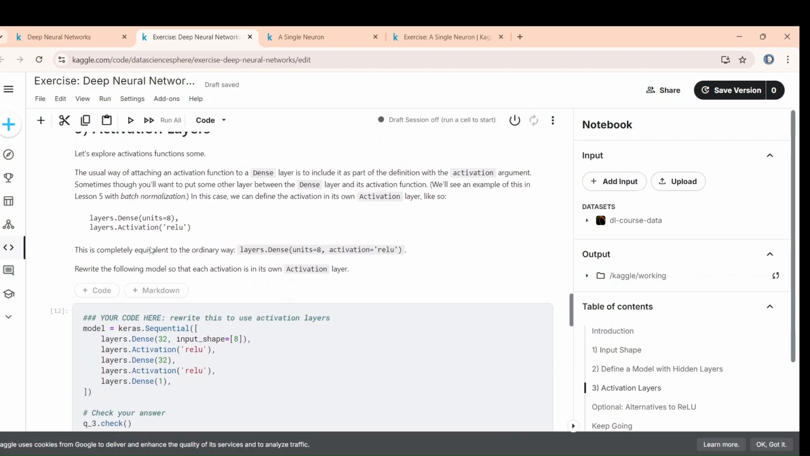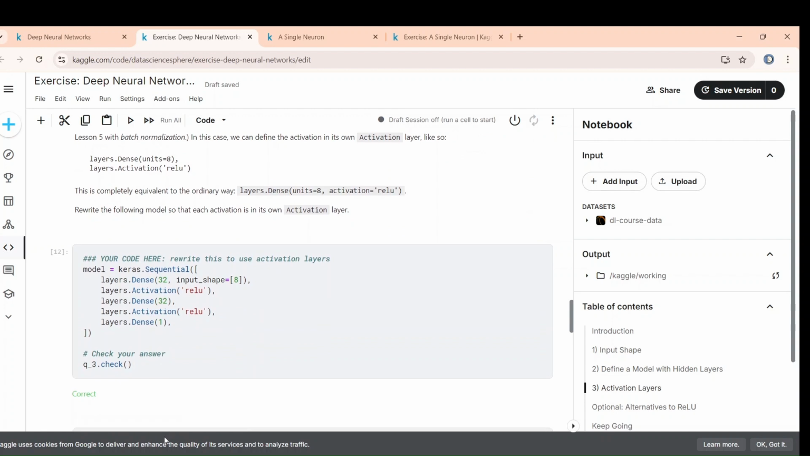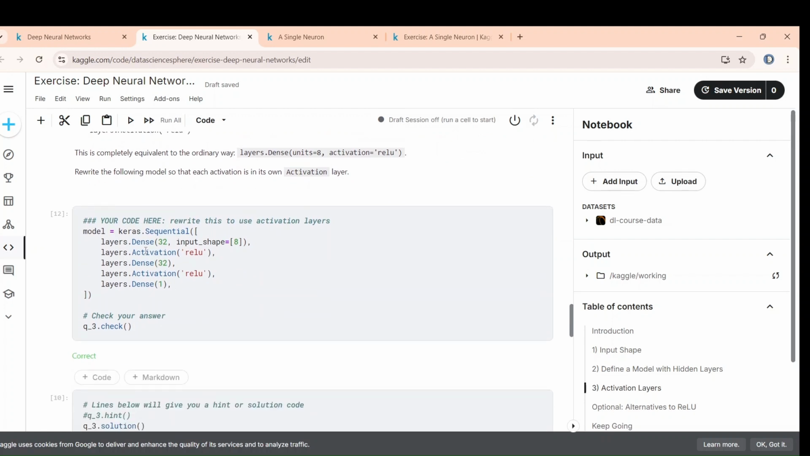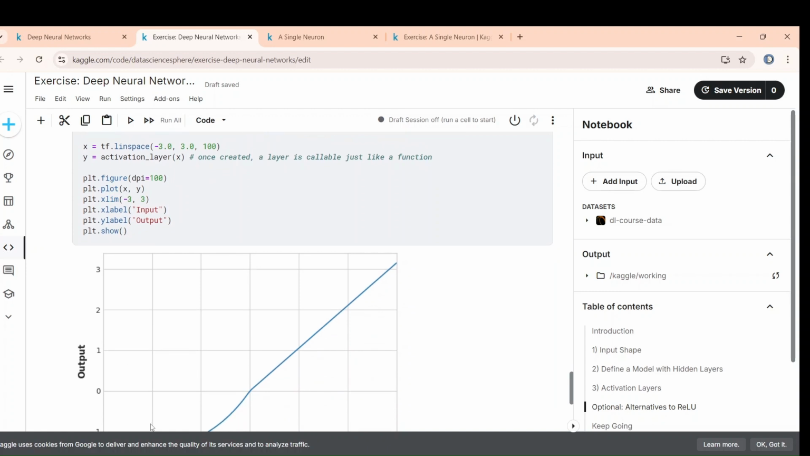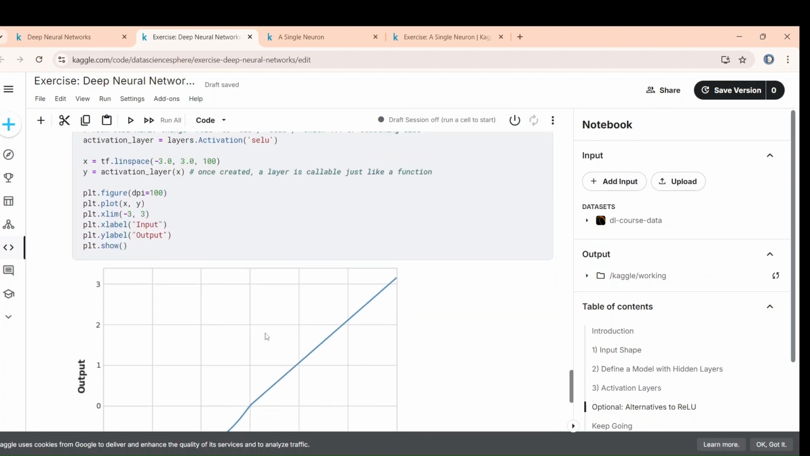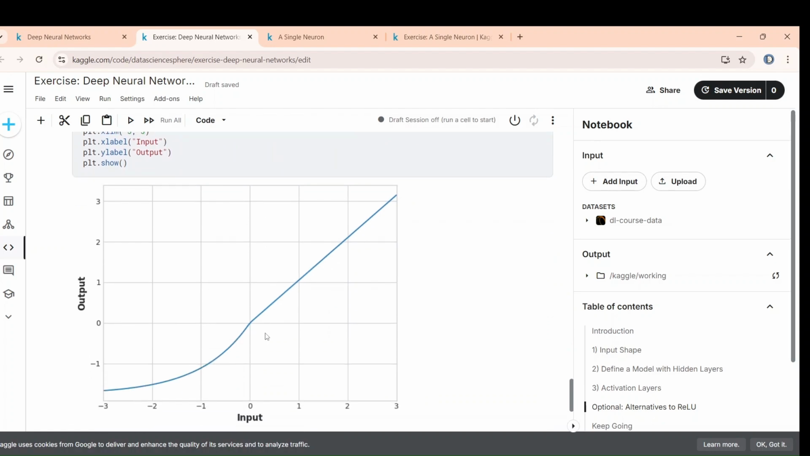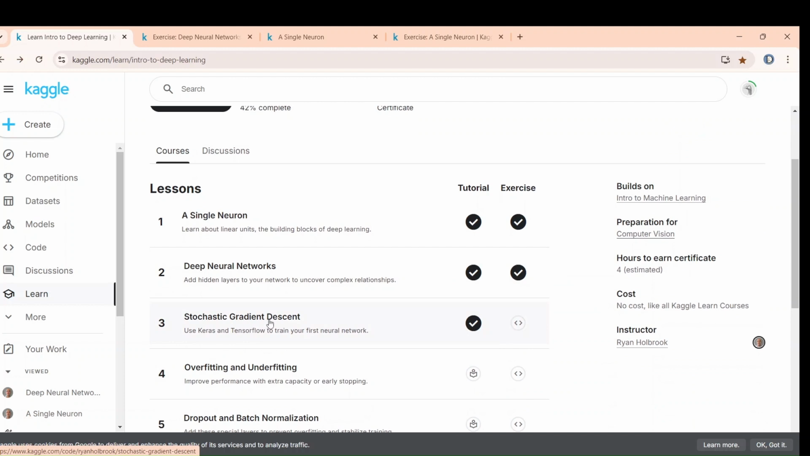Now, activation layer, they also asked that create some different activation layers. Don't include them in the hidden layer. So, what we did here, we created a different activation layer and a different dense layer. Okay, so all these things we have done. And also, we saw how ReLU looks and how different categories of ReLU like ELU, CELU, how this activation function looks like. Now, today we are going to understand stochastic gradient descent.